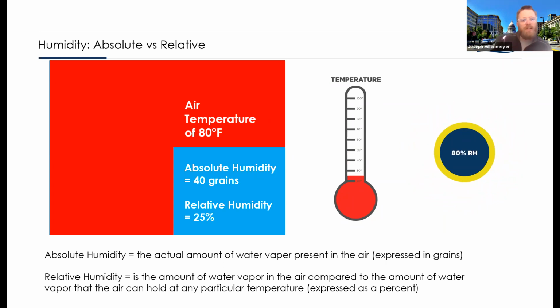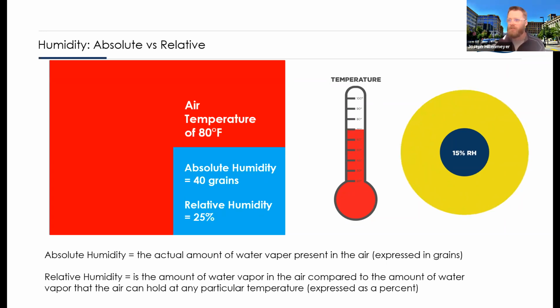However, because you're not changing the absolute humidity, what you're actually doing is changing how much moisture that air can hold. So if you look at that graphic there, imagine that the blue dot is absolute humidity and the yellow dot is the amount of moisture that air has room to hold. As that temperature goes up, the amount of moisture that it can hold goes up as well. But the RH does not go up because we haven't added any moisture to the air.